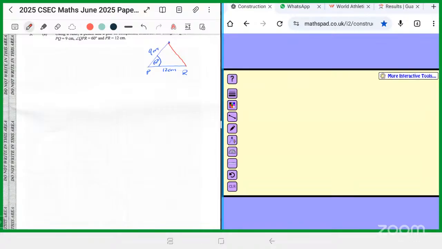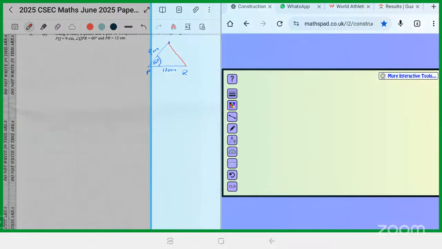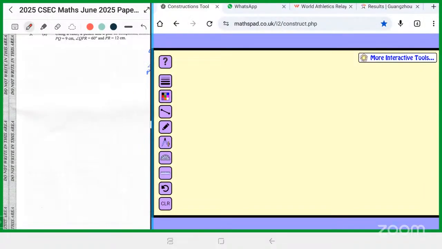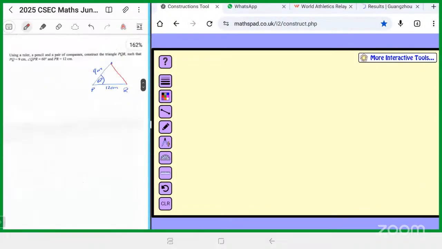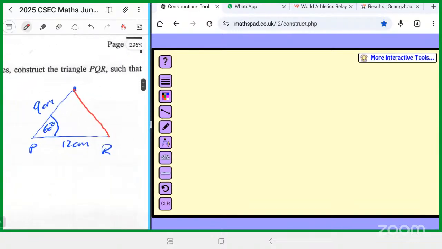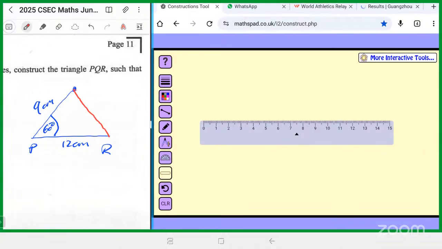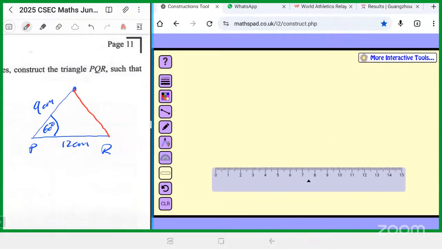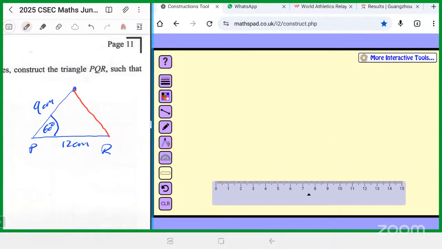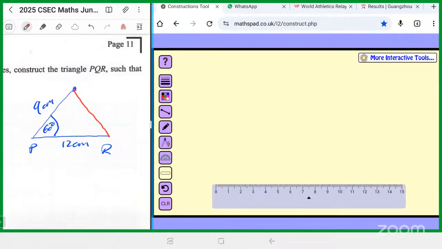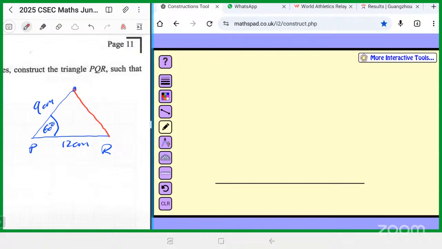Let's do the construction over here for this question. All right, so we're constructing this thing. First, I need to use my ruler to draw a 12 centimeters line. Use a ruler, I'm going to draw a 12 centimeters line. Right over to 12. With the ruler, I'm going to construct 60 degrees at this end down here.